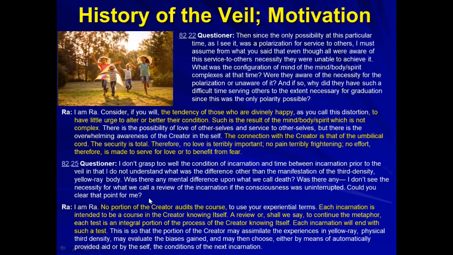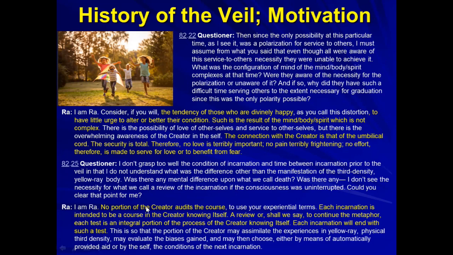So he's asking about what we understand now, that there's a review, a very important step to go through the lessons you've learned, to process any pain or any baggage, and to prepare for the next course, if you like, or the next level of evolution. Was that the same before the veil? That's my summary of Don's question.